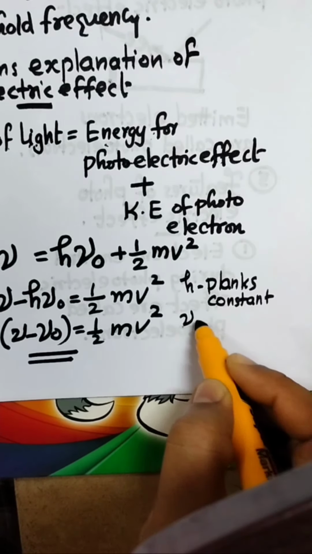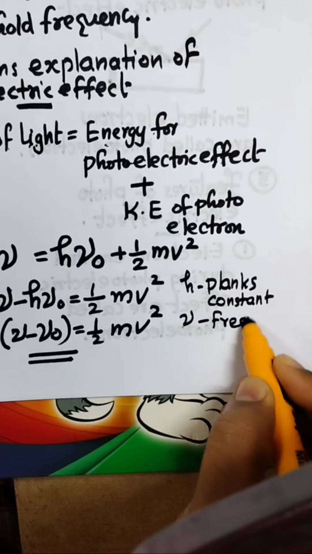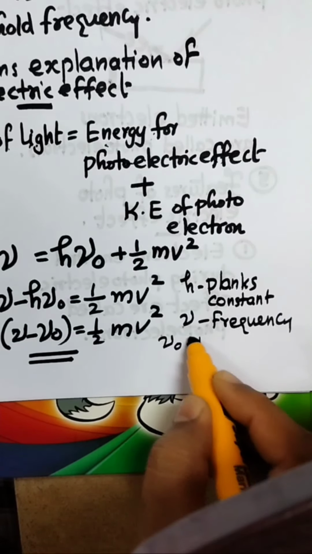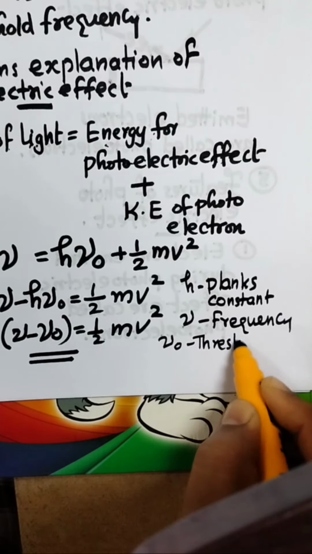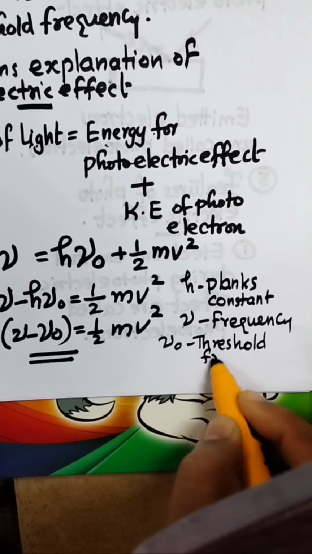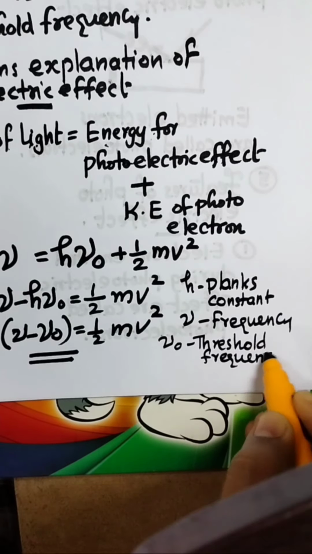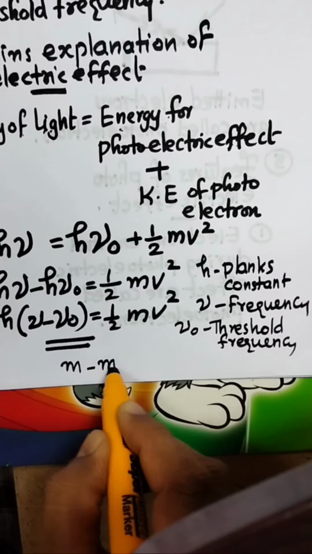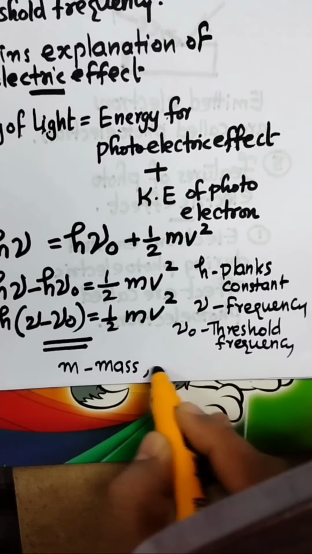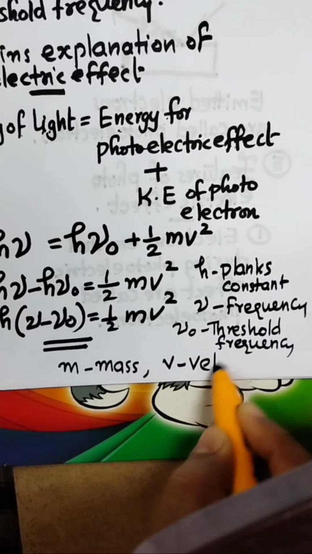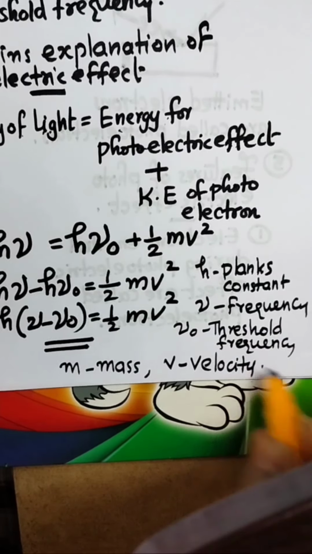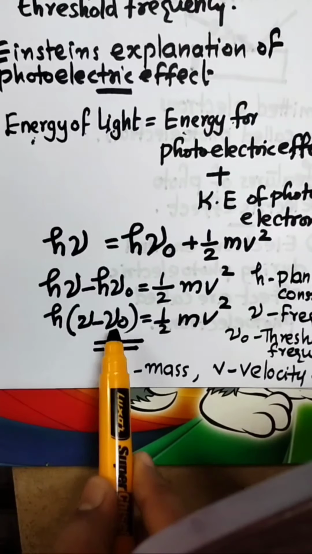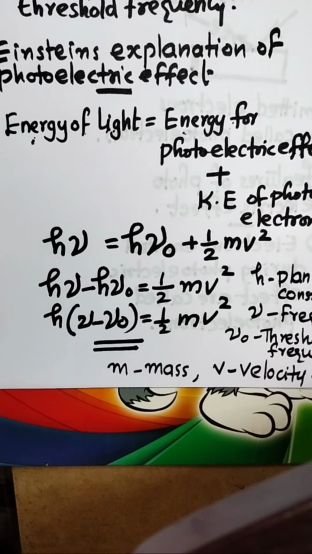nu is frequency of light, nu 0 is threshold frequency, m is mass of electron, v is velocity of photoelectron. That is Einstein's explanation of photoelectric effect. h into nu minus nu 0 equals half mv square.